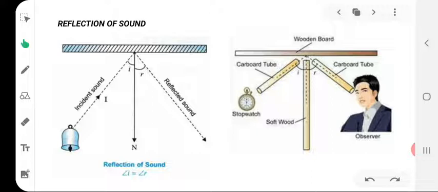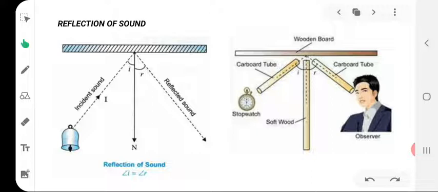Sound waves have a much longer wavelength than the light waves. Therefore, unlike light waves, sound waves do not need smooth surfaces for suffering reflection. That is why a brick wall, a wooden board, a row of trees, or a hill serve as the reflectors of sound waves.